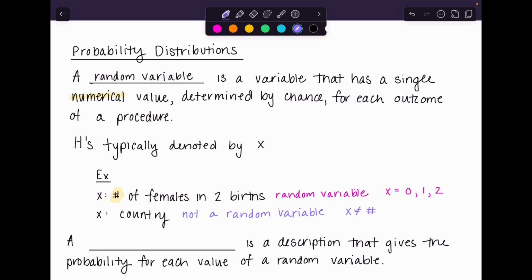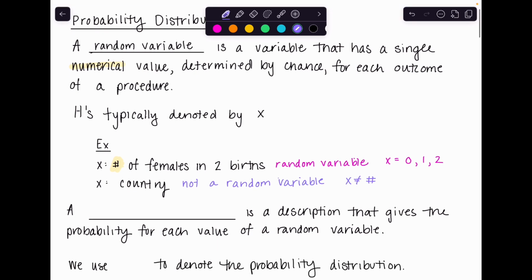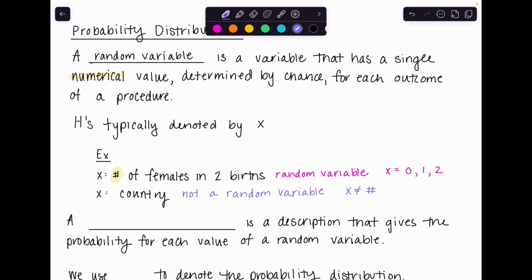So everything we're gonna be working with for pretty much the majority of this semester is going to be random variables. So it's a situation where you have a numerical value describing some type of context, and then we're going to analyze it from there. So from here, once we have this random variable, it's got all of these potential outcomes. So in the case of number of females in 2 births, you have the outcomes 0, 1, and 2. Now the thing is, there's a chance that you can have each of these values.